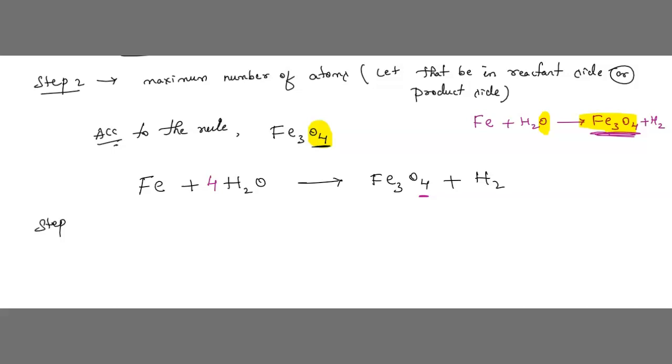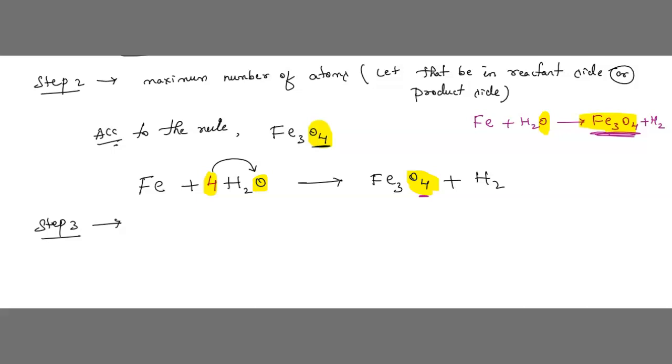Next, step number 3. Now it is clear that we have done 4O, because if you have written 4 here, it is 4O. Here also 4O. This 4 into O is 4O, again 4O. Now this is balanced.